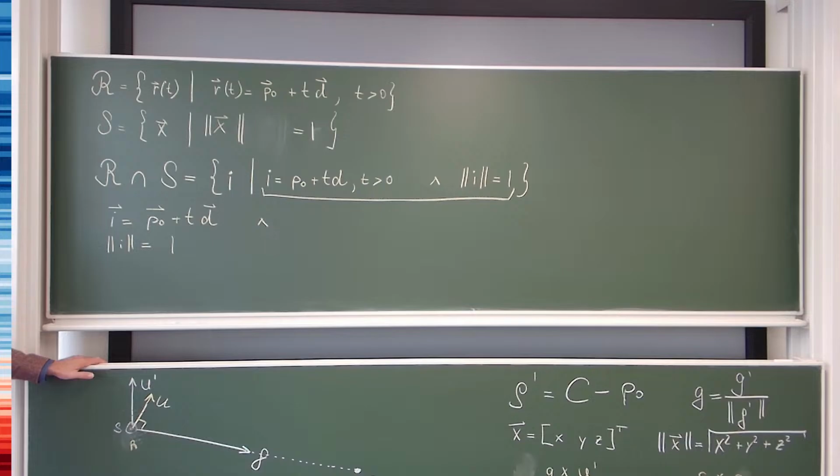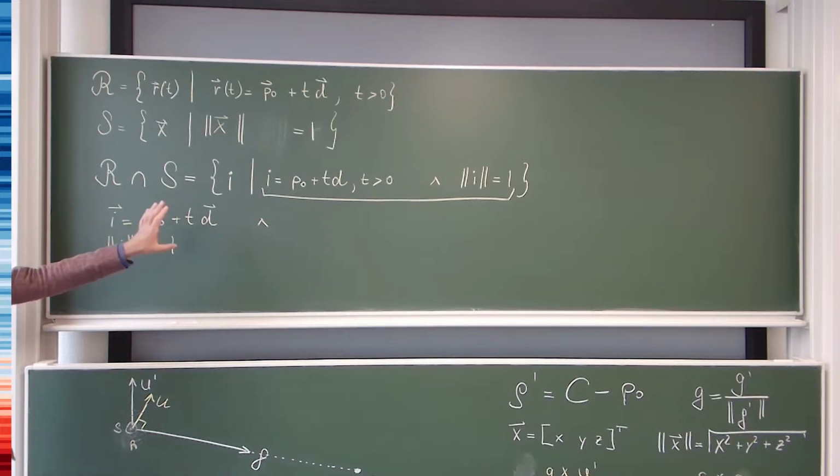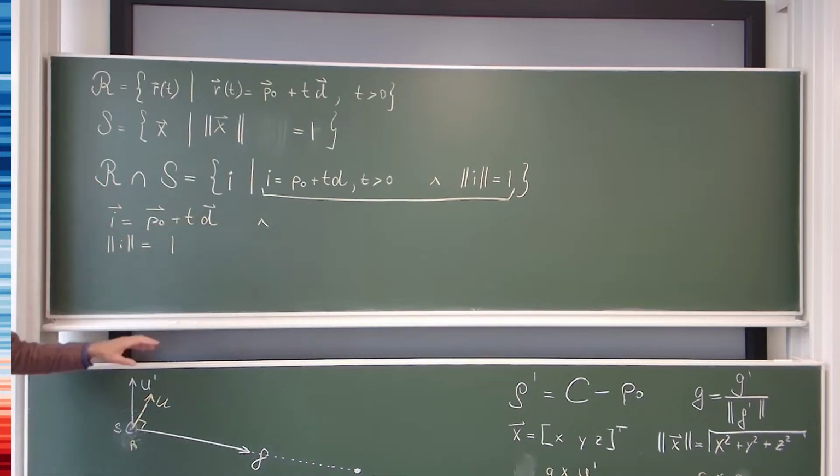Okay. What is this guy? The absolute value of I. And what is the problem with those two equations? Can't I just do, okay, this one yields the I, and then I take the other one and get the t?